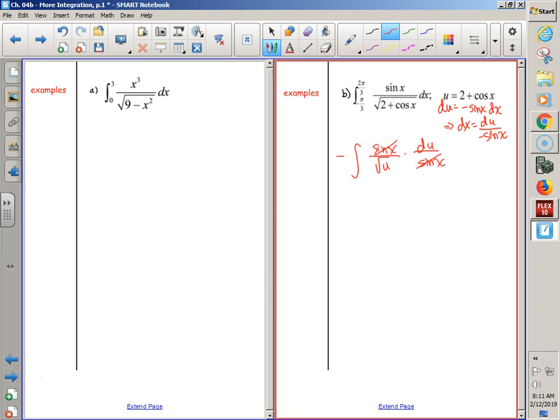What's the struggle? Why am I not allowed to put bounds in right now as they were? Why aren't I allowed to put negative pi over 3 and 2 pi over 3? Because they are x's, and I need to be changing to u's. So I should go ahead, if I'm just in my beginning stages, I could go from x equals negative pi over 3 to 2 pi over 3, or I can go from negative pi over 3 to 2 pi over 3.